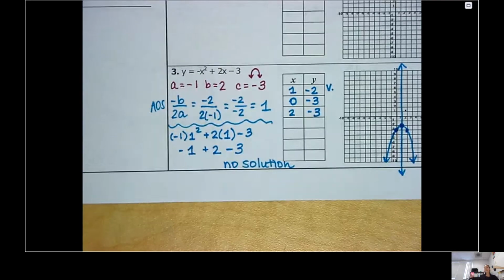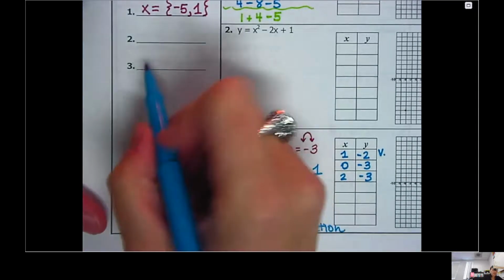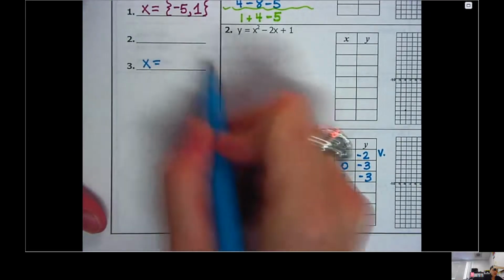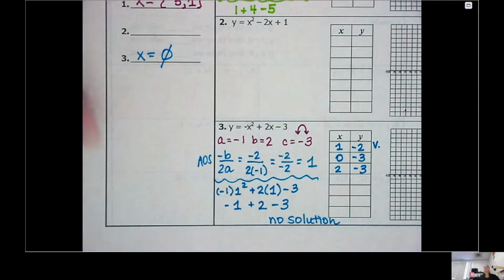So when we write that, you can physically write the words no solution. That's fine. You can actually physically write it out. Or if you don't want to write it out, you can write it like this: x equals, and essentially it's like a 0 with a line through it. No solution. Yes. I'm sorry.